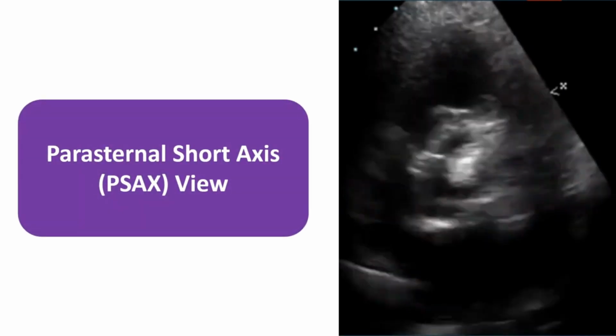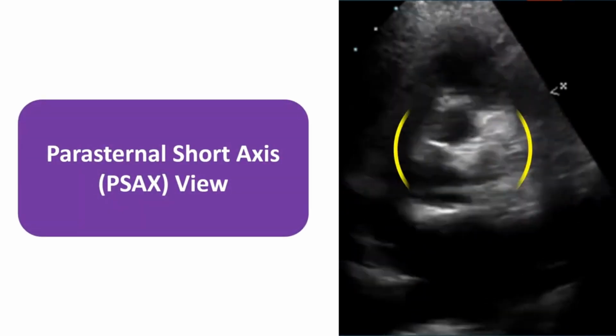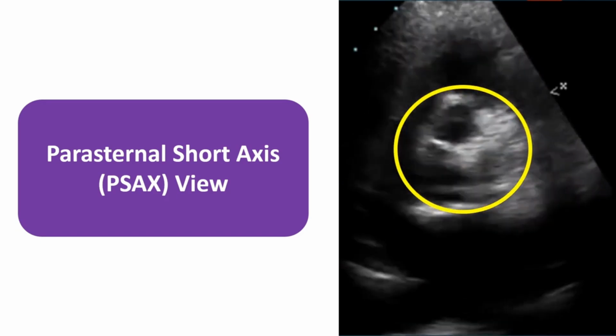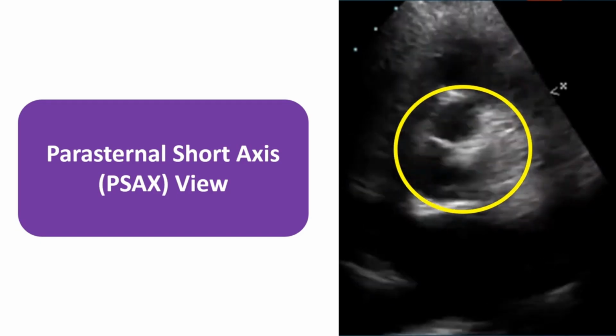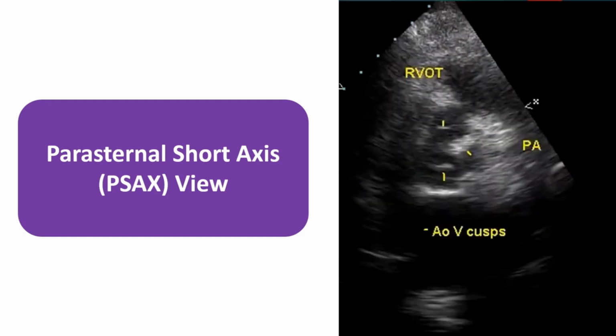Calcific aortic stenosis in parasternal short axis view showing 3 leaflets. Dense calcification is visible. Still image in parasternal short axis view in calcific aortic stenosis showing 3 leaflets in open position, that is systolic frame. The markers show the leaflets. The commissure between the left and right coronary cusps appear fused and thickened. RVOT, right ventricular outflow tract, PA, pulmonary artery.